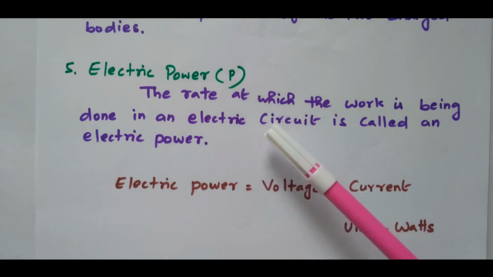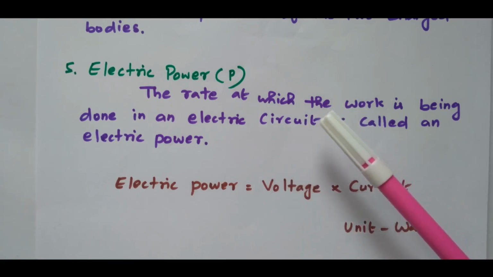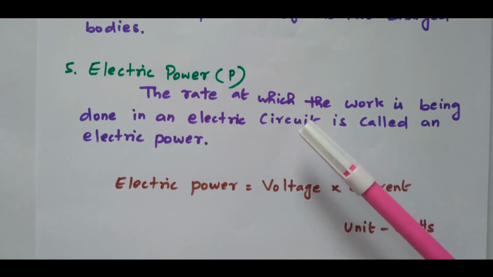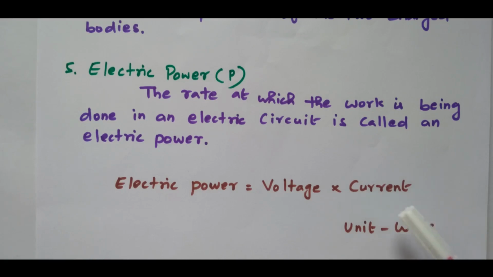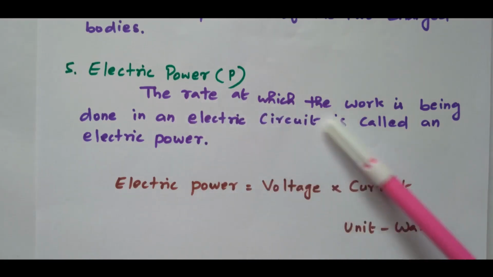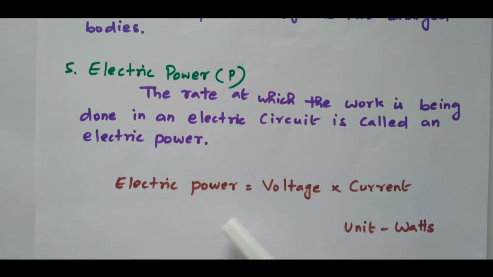So here the rate at which the electrons are moving is the power. How many electrons are moving in a given time, the rate, that is nothing but power, right? So many electrons are moving, 10 by 10 electrons are moving one by one. That's power, the rate at which the work is done. So the general formula is voltage into current. The unit is watts, right?